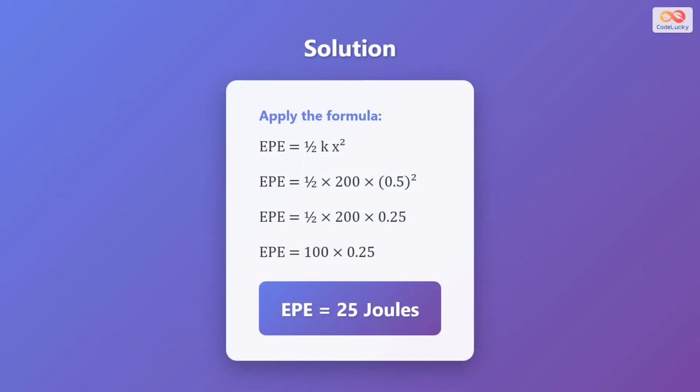To solve this, we apply the formula, EPE equals 1/2 kx squared. Substituting our values, EPE equals 1/2 times 200 times 0.5 squared. This becomes 1/2 times 200 times 0.25, which simplifies to 100 times 0.25. The final answer is 25 joules. This means the compressed spring stores 25 joules of elastic potential energy.